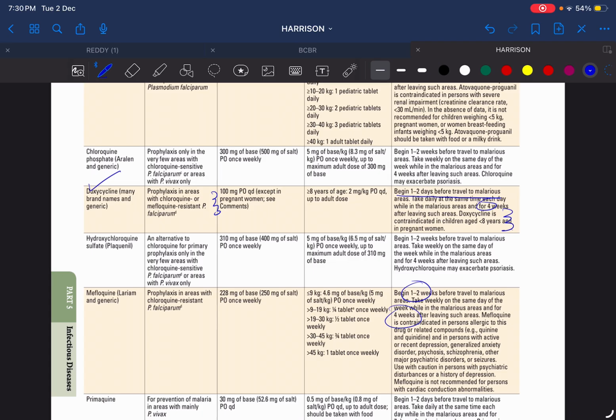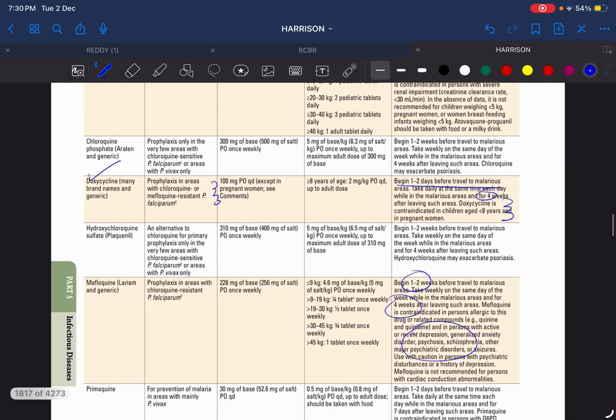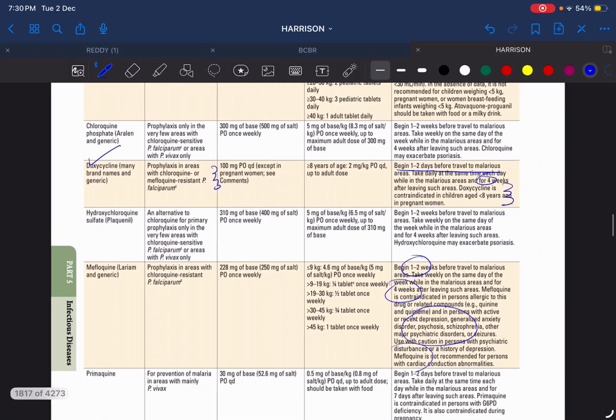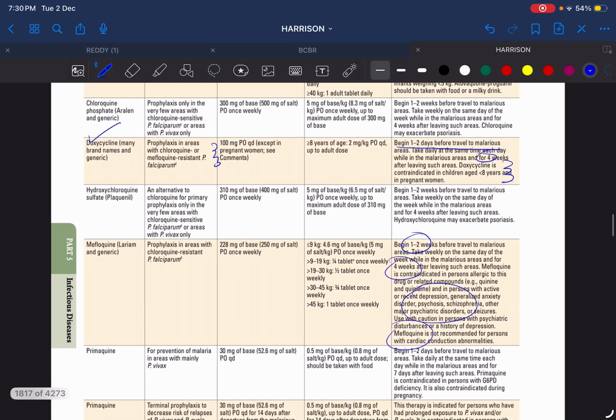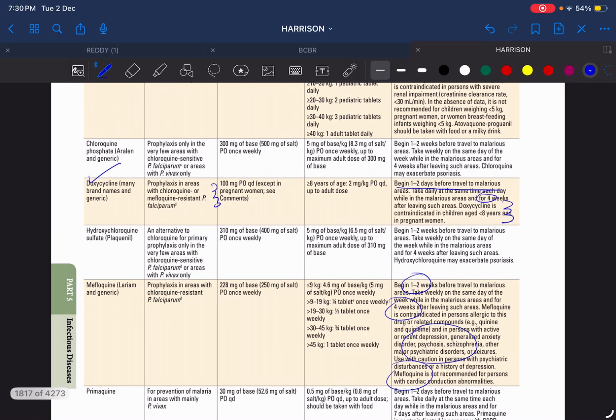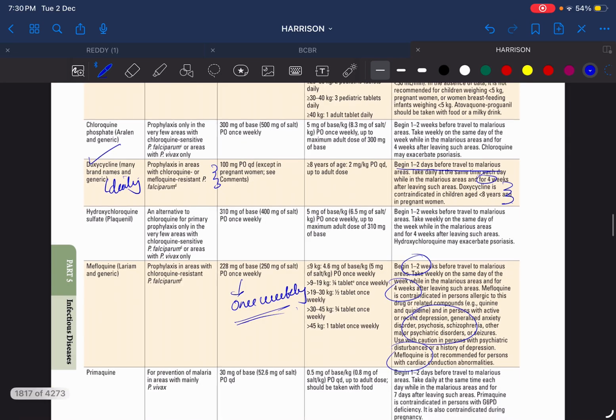I told you mefloquine is associated with neuropsychiatric manifestations, very important. It is also known to cause cardiac conduction abnormality. That is why mefloquine should not be given in cardiovascular disease patients. Then another thing, the dose: doxycycline has to be given daily, whereas mefloquine has to be given once weekly. This is another important difference. Mefloquine is once weekly, doxycycline is once daily.